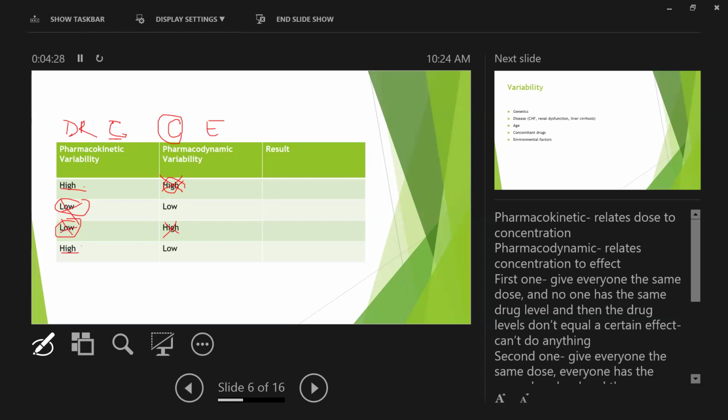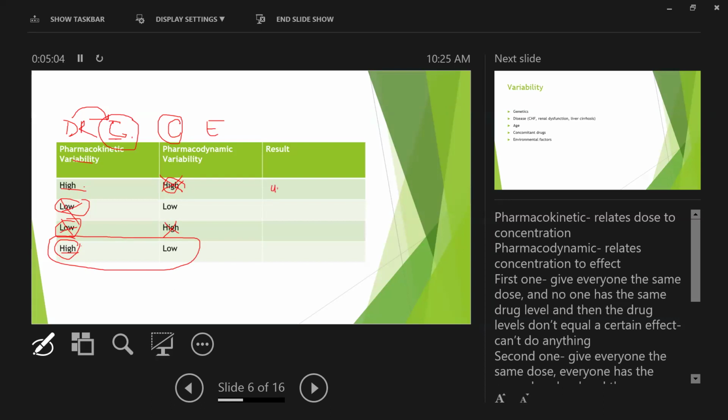We have to have high pharmacokinetic variability because we can't predict what's going to happen when we go from dose rate to concentration. So we're going to want to grab this concentration, but we also want to be sure that there's low variability between the concentration and effect. So the only time it's worth getting a concentration is if there's high pharmacokinetic variability and low pharmacodynamic variability.